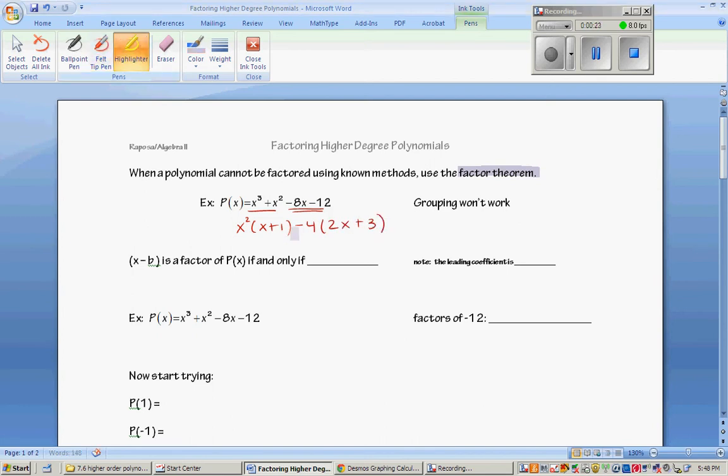It does not match up. These are not similar parentheses. We can't factor this by grouping. So what we're going to do is we're going to use something called the factor theorem.